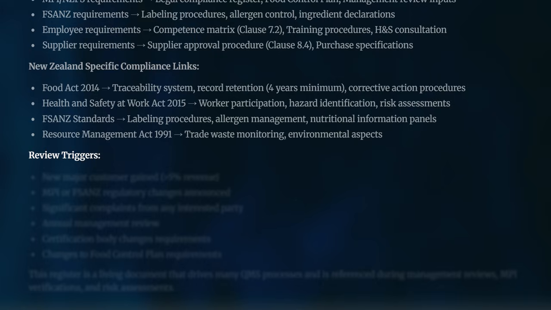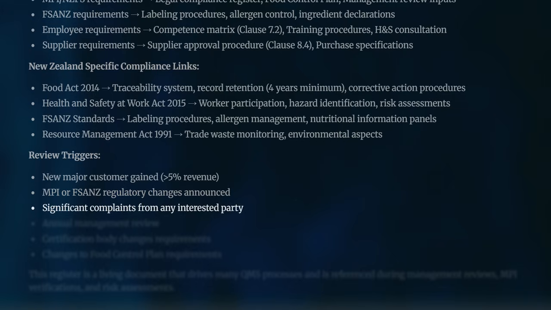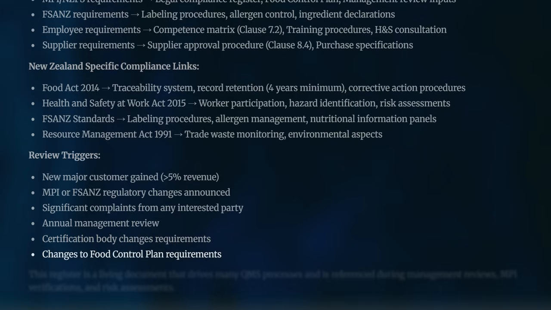The review triggers: when are you going to be triggered to conduct the review? You also need to list down, similar to the following. When a new major customer is gained with over 5% revenue, when an MPI or FSA&Z regulatory change is announced, when a significant non-compliance or significant complaint from any interested party occurs, then the review is triggered. Also at the annual management review, when the certification body changes requirements, and when changes happen to food control plan requirements. Those are all review triggers, and you can replicate the same.